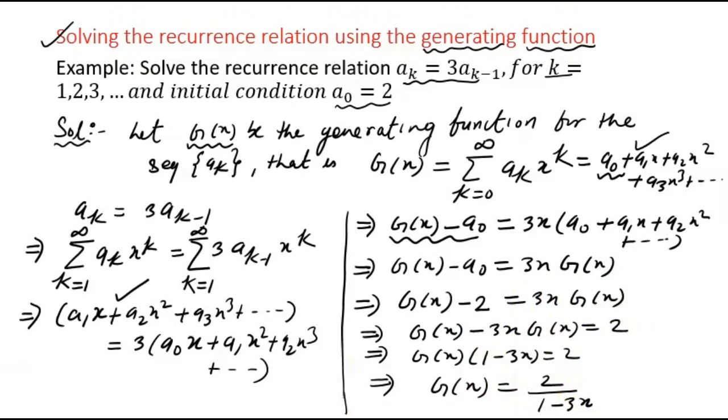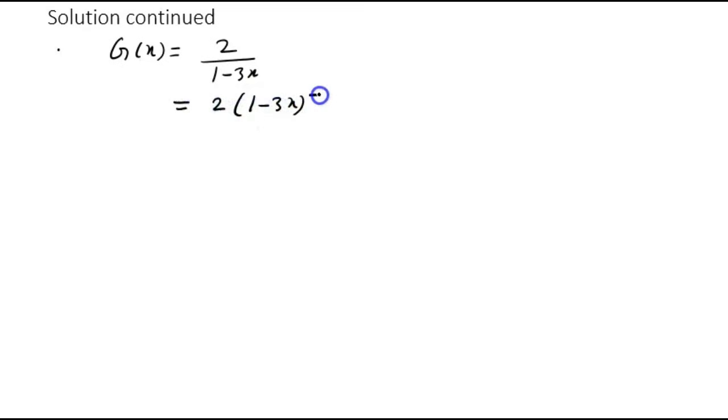2 by 1 minus 3x. So to continue, I am moving to the next page where I will be starting with gx is equal to 2 by 1 minus 3x. So here we have the expression gx is equal to 2 by 1 minus 3x, which I can write as 2 times 1 minus 3x to the power minus 1. Right? And I told you to remember this expansion.